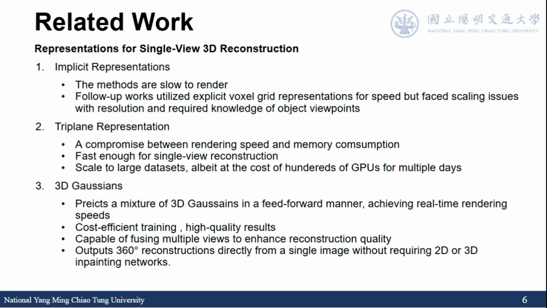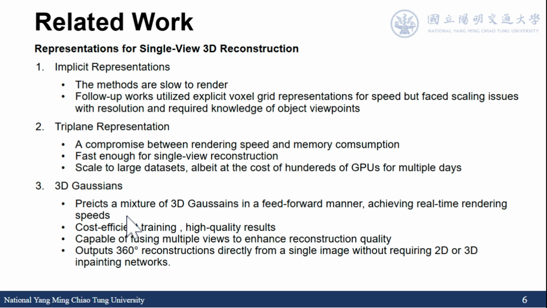Next, we have triplane representations, which strike a balance between rendering speed and memory usage. It's fast enough for single-view reconstruction and works well with large datasets, but it comes at a cost. It needs hundreds of GPUs and multiple days of training, which is quite computationally expensive. Finally, let's talk about 3D Gaussians. This is where Splatter Image shines. It has several advantages over the previous methods.